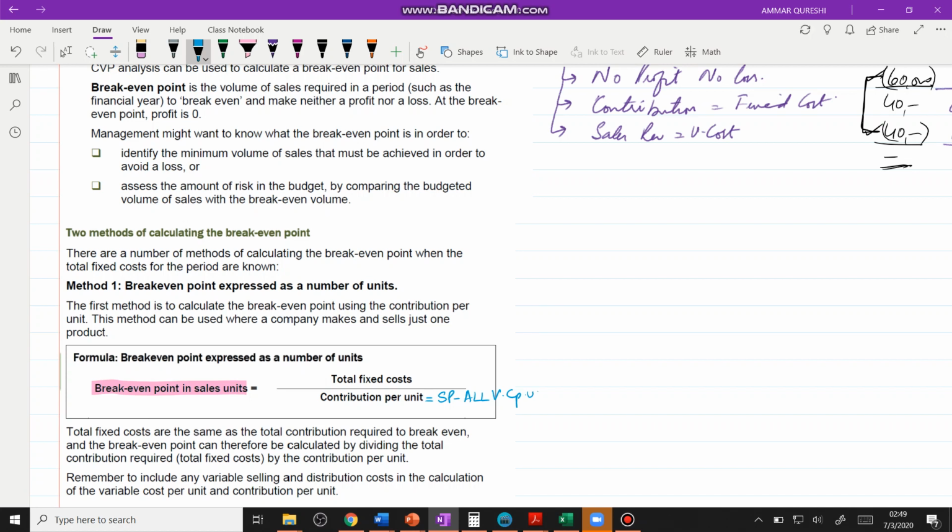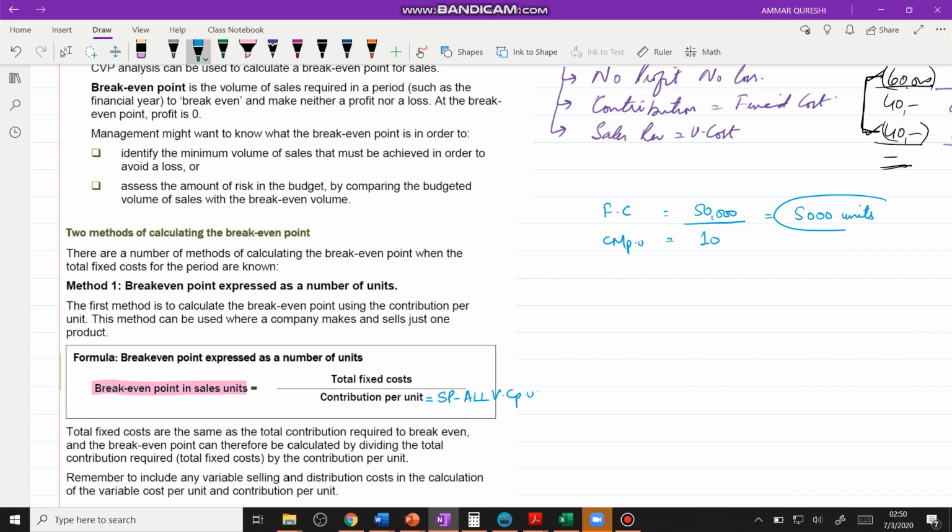So now suppose fixed cost is 50,000 and suppose contribution margin per unit is $10, right? So when you divide fixed cost by contribution per unit, you will get an answer. Suppose you get 5,000 units, right?